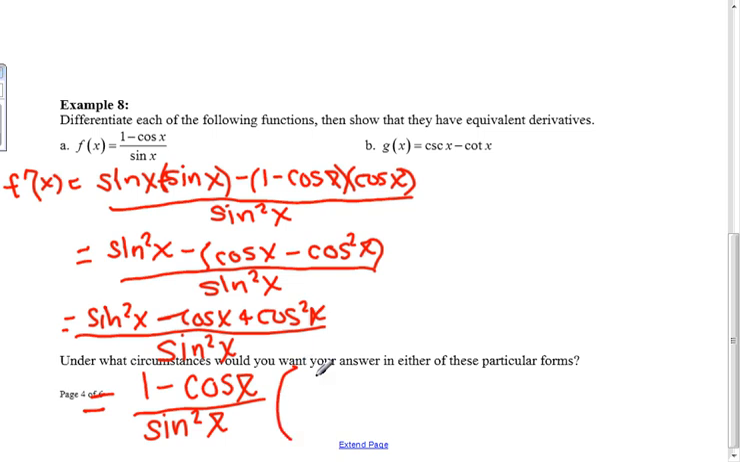And remember, if we feel like it, we could break it up, right? It could be 1 over sine squared of x minus cosine over sine squared of x.